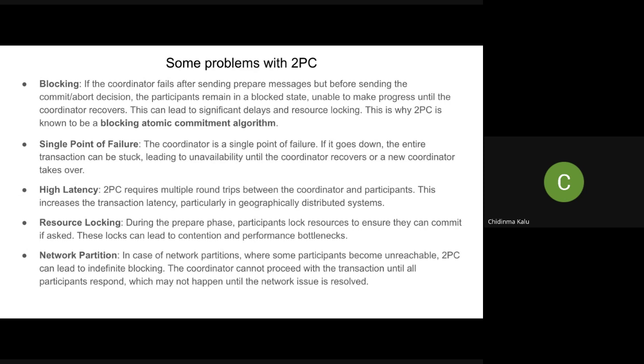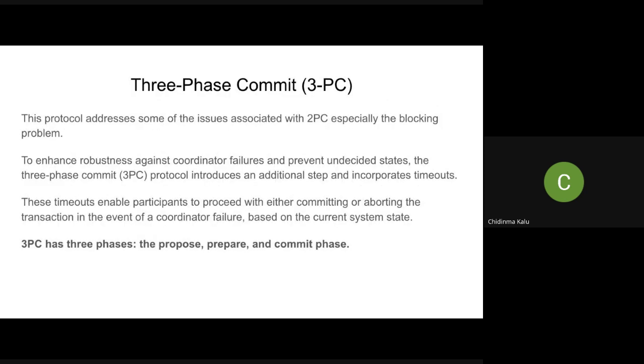I think these are some of the problems with 2PC, but now we're in 3PC. 3PC addresses some of the issues of 2PC, but also comes with its downsides. One of the problems that 3PC solves is the blocking problem. 3PC introduces an additional step and also incorporates timeouts. These timeouts enable participants to proceed with either committing or aborting the transaction in the event of a coordinator failure, based on the current system state. 3PC has 3 phases: propose, prepare, and commit.